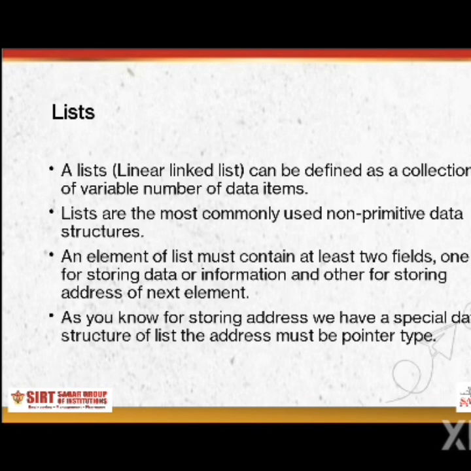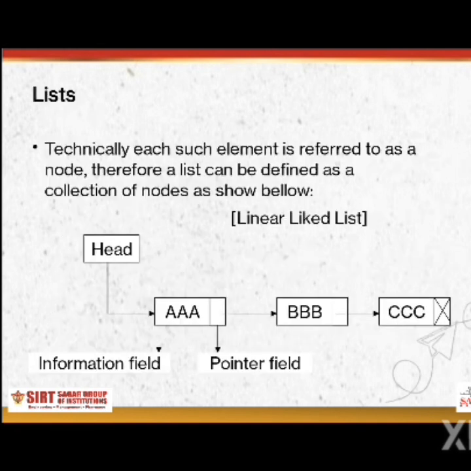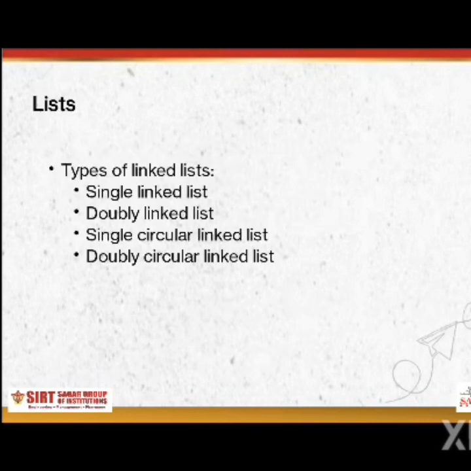Now the next data structure is a list, in which we can insert data in a sequential form. Lists are commonly used in non-primitive data structures. They also have their structure, like this is what the linked list structure is. Here there are the information field and the pointer field, the two fields here. So this is the list, and there are different types of lists like single linked list, doubly linked list, single circular linked list, and doubly circular linked list.